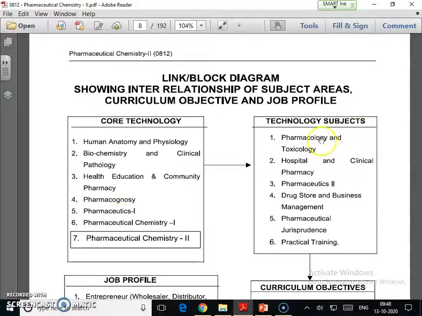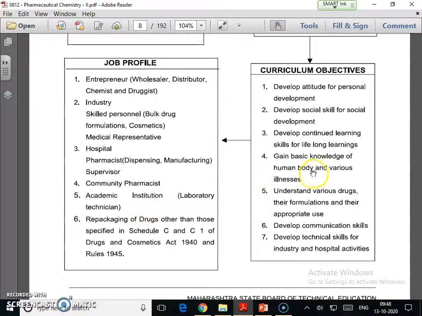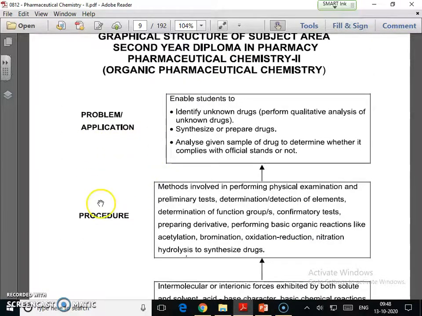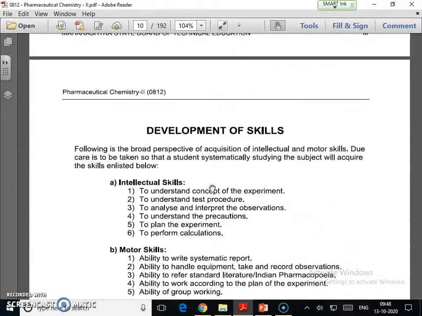So it includes the core technology subjects like pharmacology and toxicology, hospital clinical pharmacy, DSBM, pharmaceutical chemistry 2. Job profiles are more or less similar. Curriculum objectives are again more or less similar to those of the first year syllabus. Next, the graphical structure, which makes the concept easy to understand, and which includes problem, applications, procedure, principle, concept and fact. You might have studied it in first year also, the same thing you already studied.